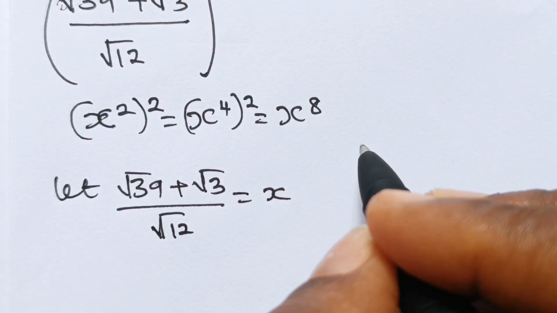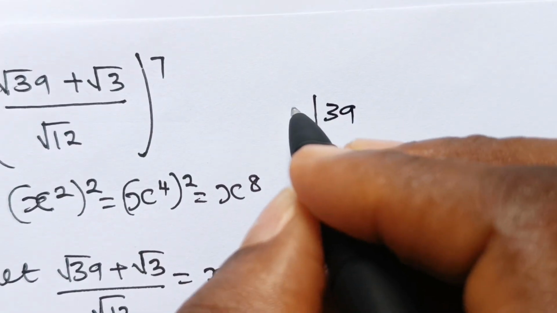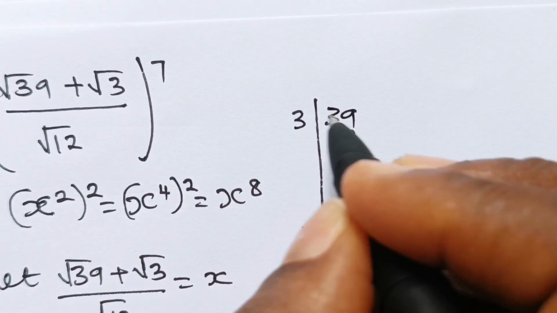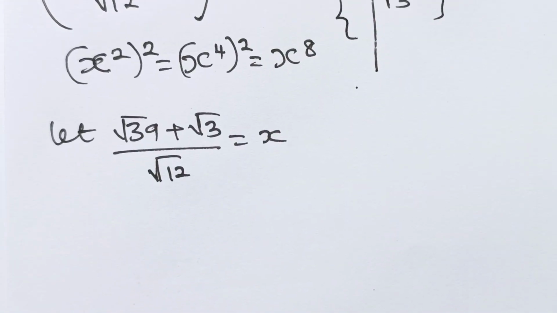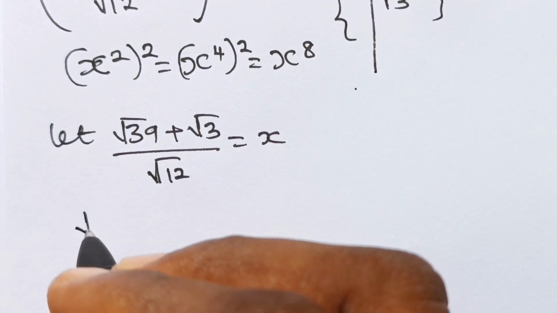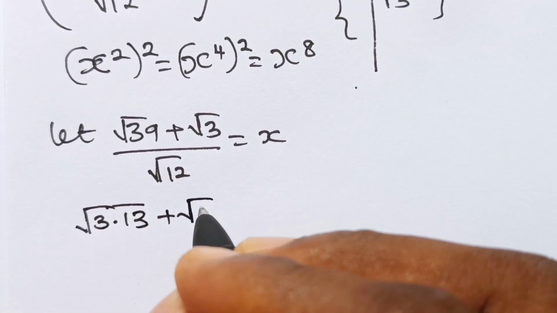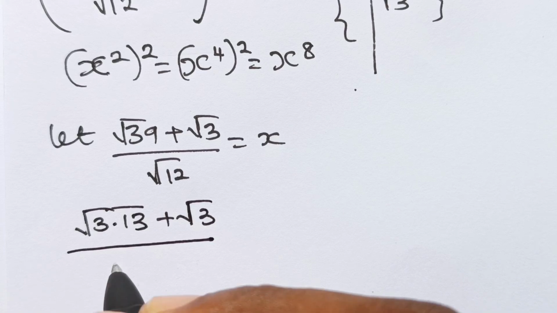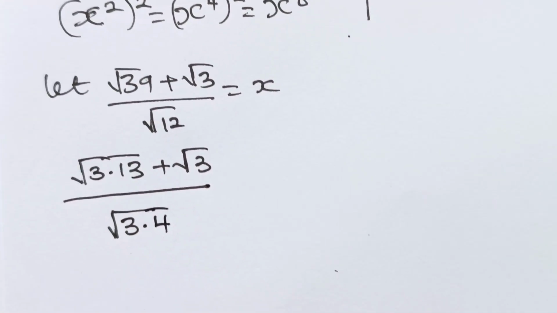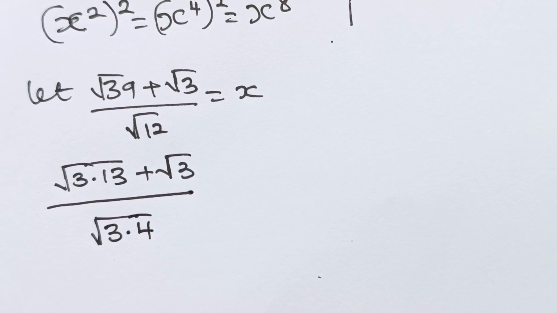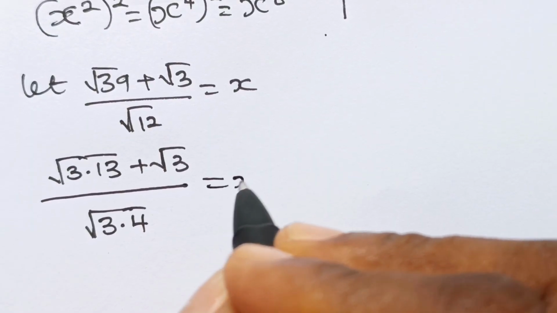Square root of 39, if we simplify 39, let's do it here. We say that 3 will divide this to give us 13. So 39 is the same thing as 3 times 13. So we're going to replace 39 with square root of 3 times 13 plus square root of 3 divided by square root of 3 multiplied by 4. Okay? Yeah, because 3 times 4 will give us 12. Now, this is equal to x, right?